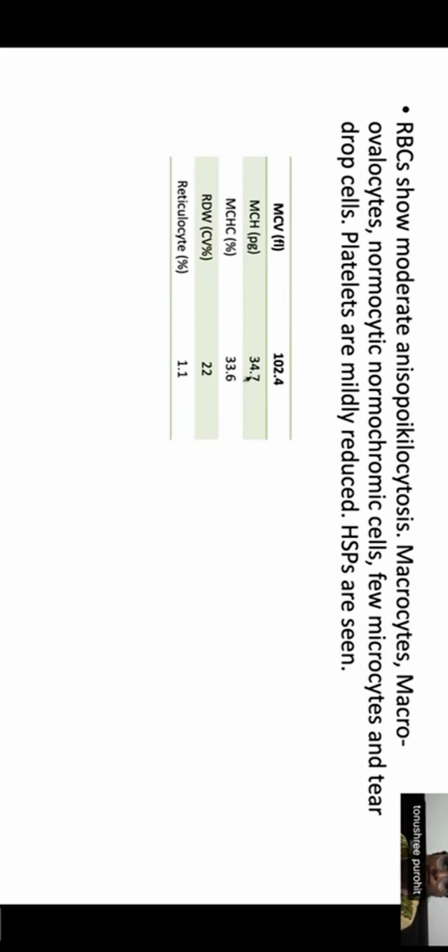Probably MCH is also on the slightly higher side. So that indicates a macrocytic picture with anisopoikilocytosis. And the reticulocyte is not responding to the amount of anemia, right? Okay.